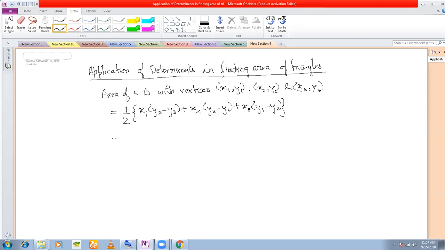This same expression we can now express in determinant form in this manner: x1 y1 1, x2 y2 1, x3 y3 1. So we are going to apply this determinant to find out the area of triangles. Okay. So the first very simple question that I want to give you is find the area of a triangle.